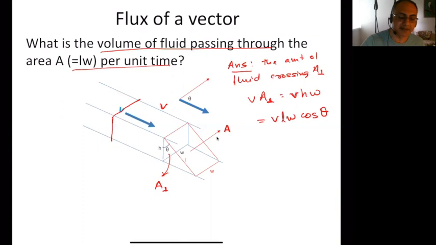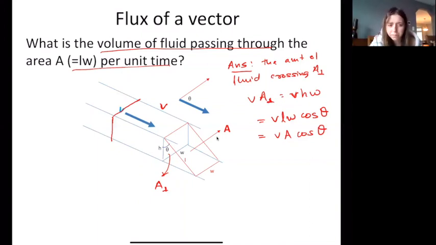All I did was I expressed the H as L cosine theta. And so the final step would be L times W is just A. So I get V times A times cosine theta. And that is the answer to the question. How much fluid is passing through the red area per second? The answer is V times the area times cosine theta. Is that clear to all of you? Where theta is this angle between the perpendicular face and the slanted face, right? Everybody with me so far? Anyone have any questions?